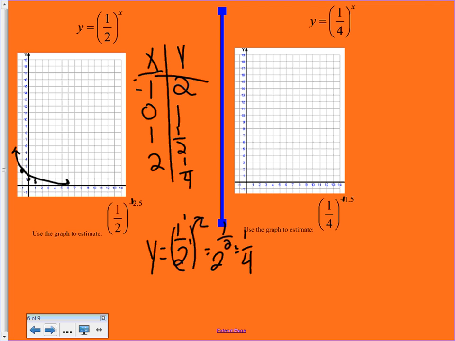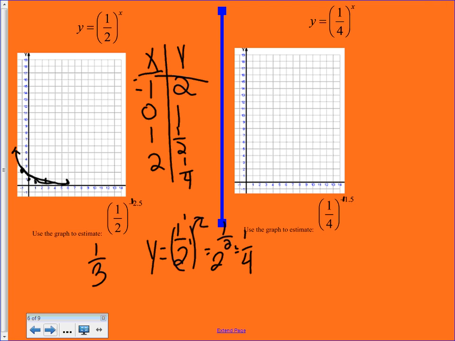Oh, sorry, before we do that, let's take a look at this estimating. So I want to see what 1/2 to the 2.5 is based on my graph. So I'm going to estimate. My lines didn't draw real well, but 1/2 is here. And then I go up. Okay, I know it has to be smaller than 1/2, but bigger than 1/4. So maybe I'll just say 1/3. Okay, we're just estimating here. We're trying to see about what the graph is at 1.5.